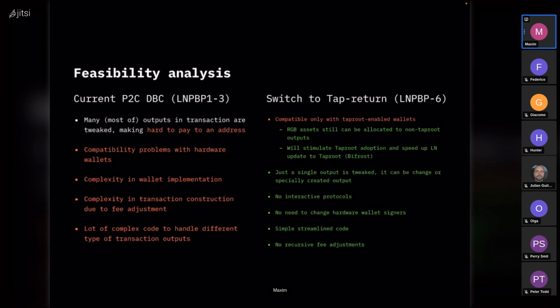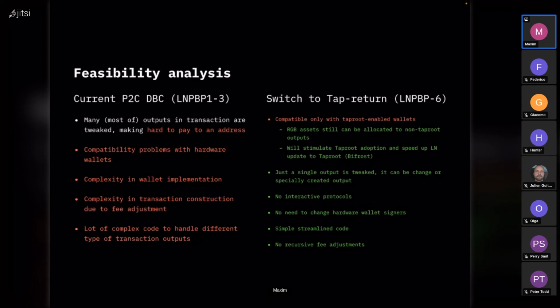And the rest is just upsides, because we just tweak a single output in a transaction, and we don't create a lot of problems related to that. And there is no interactive protocols required. No need to change hardware, wallet signers, simple streamlined code, and no recursive fee adjustments. So that is the proposal.